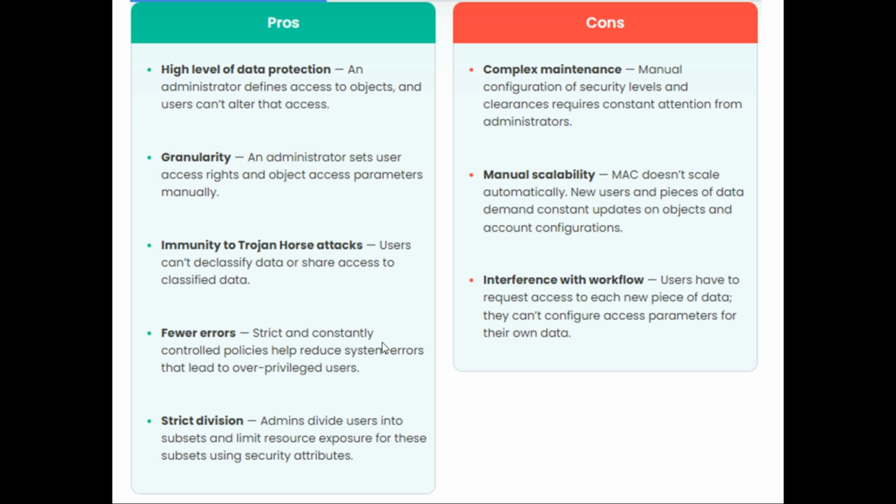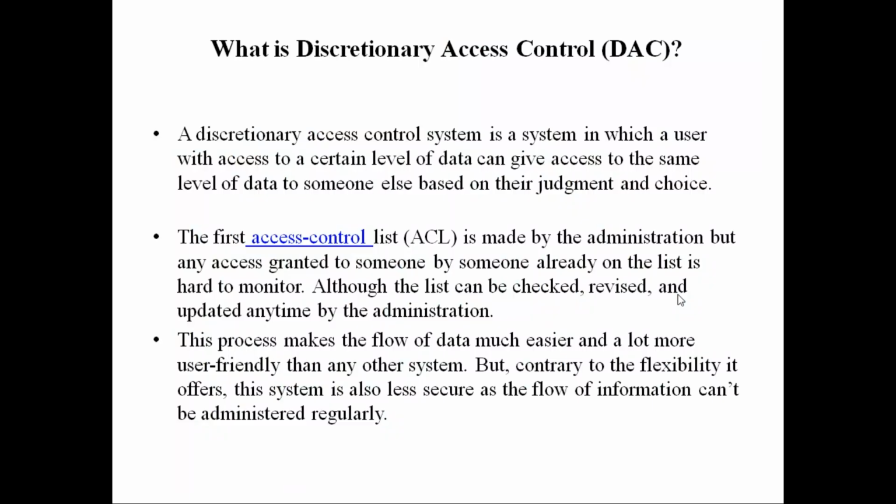authorization. Administrator will check whether the user is handling such kind of activities, whether the approvals are there, everything will be checked by the administrator, who will then provide the authorization to the user. So this complete task will take some time. So that's why the interference with workflow will be observed. This is one of the cons of the MAC method. Users have to request access to each new piece of data. They can't configure access parameters for their own data.